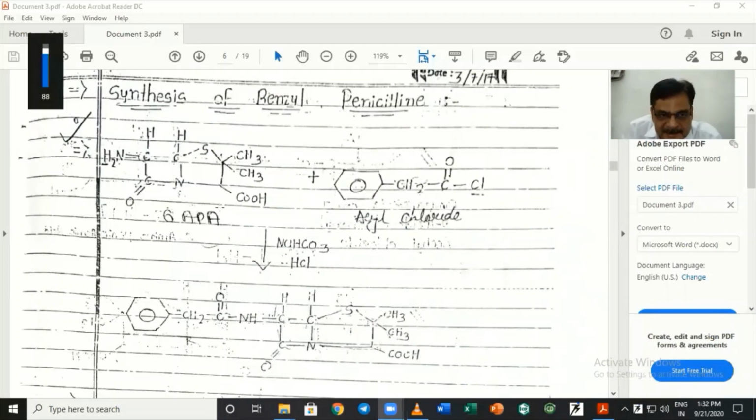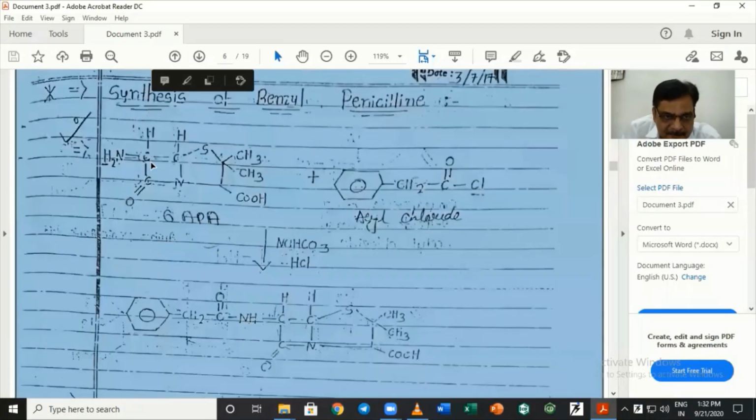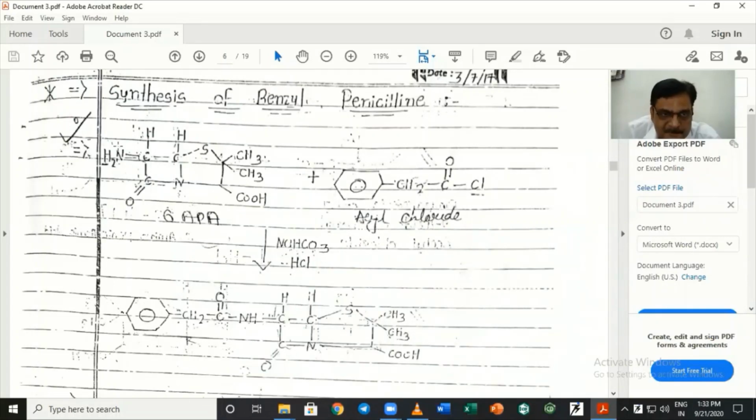This is the structure of 6-APA, that means 6-amino penicillanic acid. Here we number the carbon atoms 1, 2, 3, 4, 5 and 6. This is the amino group. This is the basic structure of penicillin, and this is a beta lactam ring, which is required for the antibacterial activity.